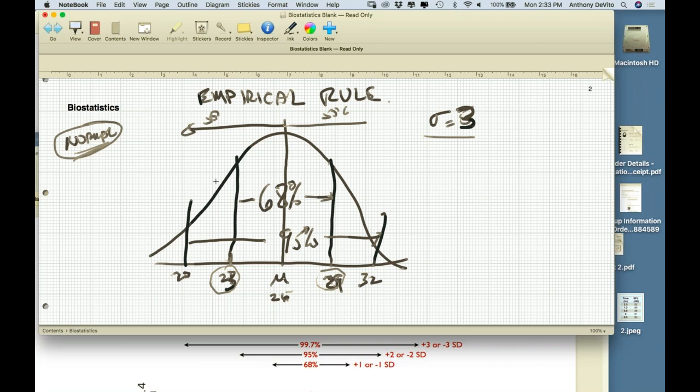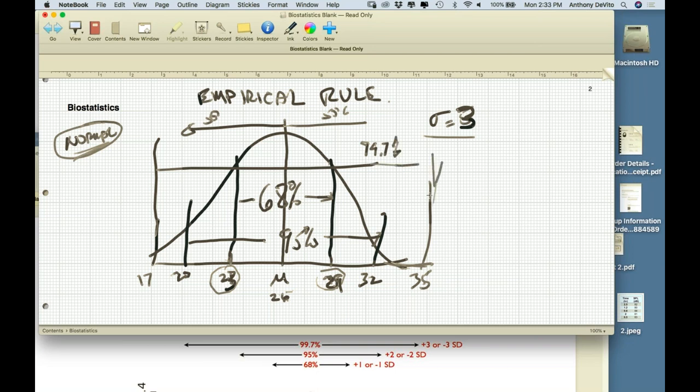I'm going to show you one more, and that is three standard deviations below the mean and three standard deviations above the mean. In our case, that would be 17, which is a very low BMI, and 35, not so unusual on the high end, but on the low end, that's pretty unusual. And that would represent 99.7% of the population between three standard deviations below the mean and three standard deviations above the mean.